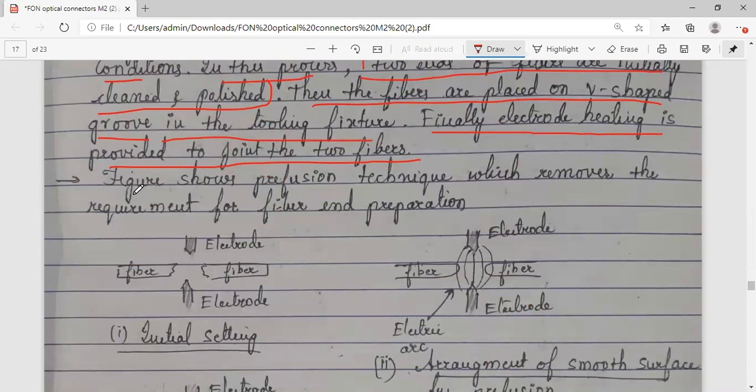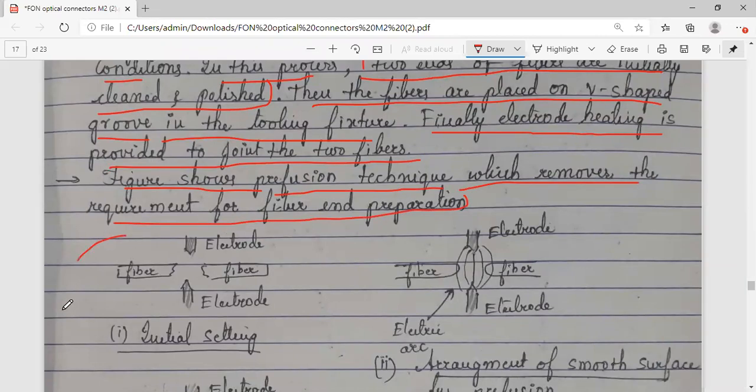There is one more technique. Okay, one more technique in this electric arc splicing, that is called the pre-fusion technique. Before the pre-fusion technique, which will remove the requirement for fiber end preparation, if you don't want to do all that smoothing and regularizing, and you don't want to do this end preparation before going for splicing, the surface is rough.